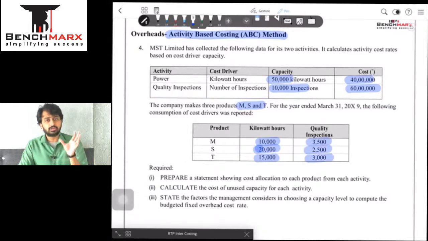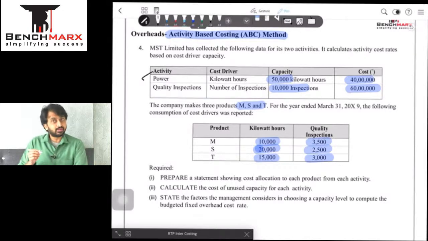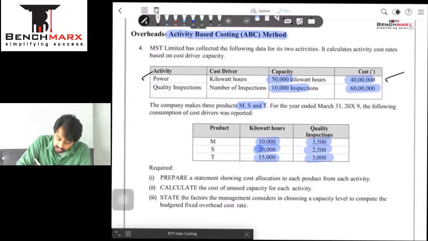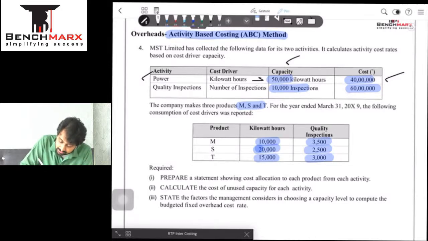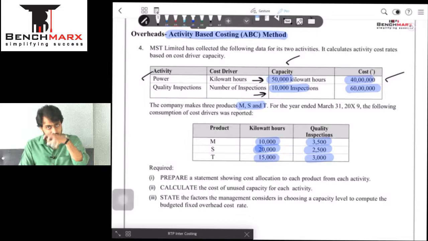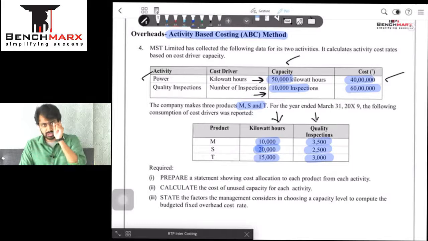So can I say they have given the activities? I would say yes. Have they given the activity costs? I would say yes. Have they given the activity cost drivers? I would say yes. Have they given the cost driver numbers? I would say yes. 50k and 10,000. So depending on this, I'll get the cost driver rates, and once I get the cost driver rates, I will need the cost driver usage. Has the question given the cost driver usage? I would say yes and yes. It's all a question of getting the cost driver rates and simply using those rates along with the cost driver usage to get my respective cost.